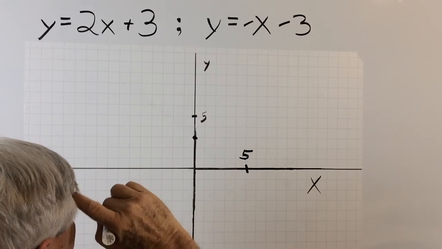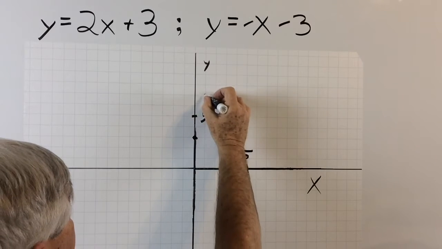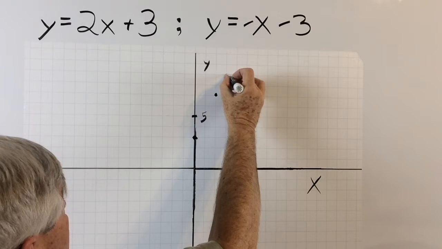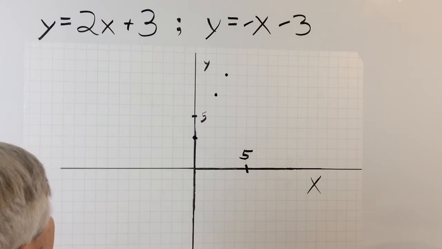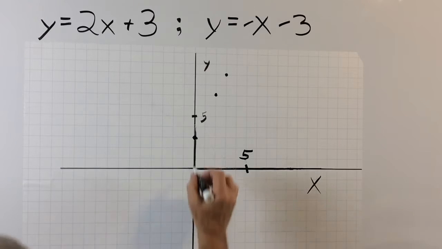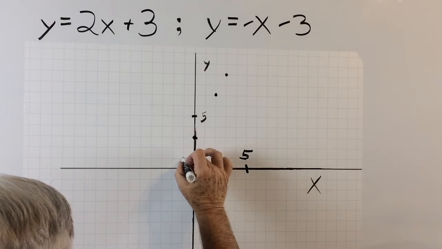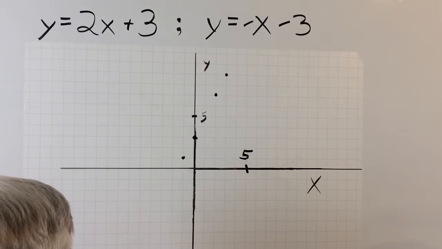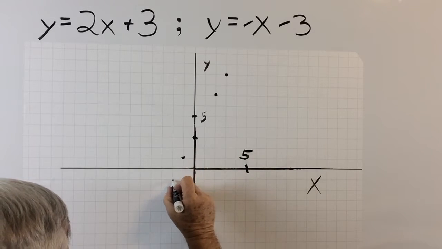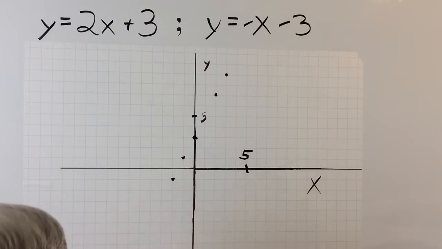I'm not going to write on my 5. Rise 2, run 1. Rise 2, run positive 1. Or that could be negative 2 over negative 1. So let's descend 2 and run negative 1. And one more time, descend 2, run negative 1. And all those seem to line up pretty well. So let's use our ruler and put a line there.